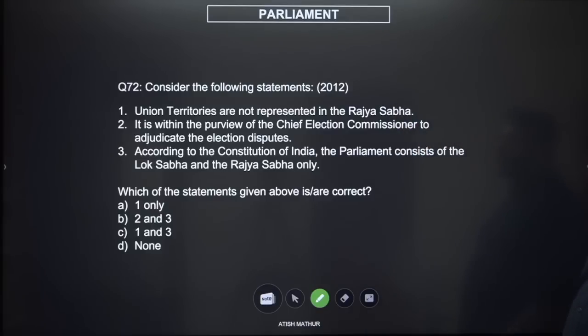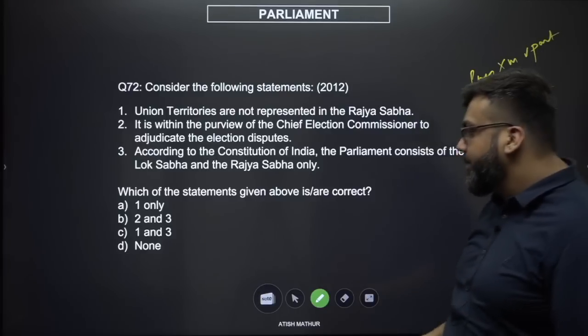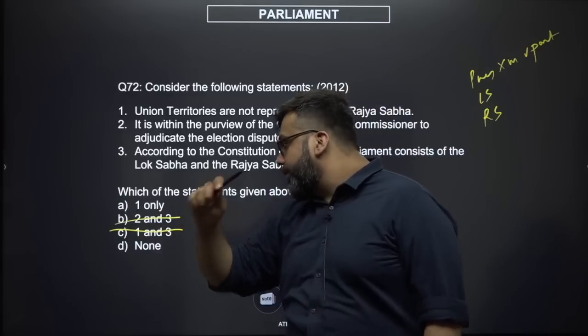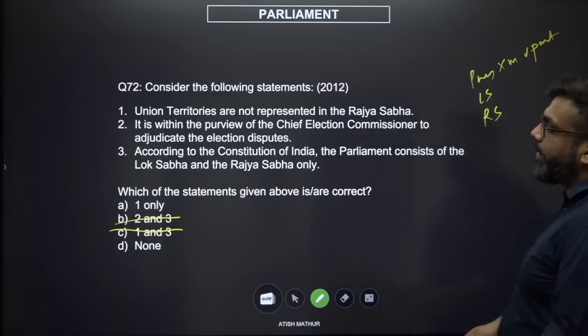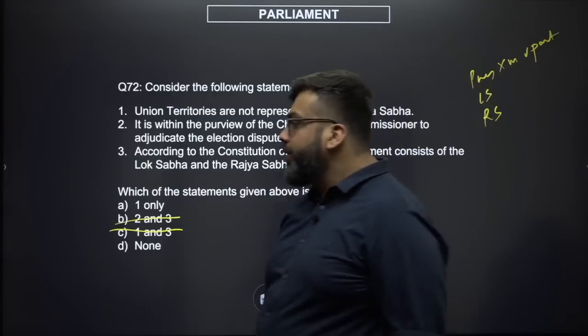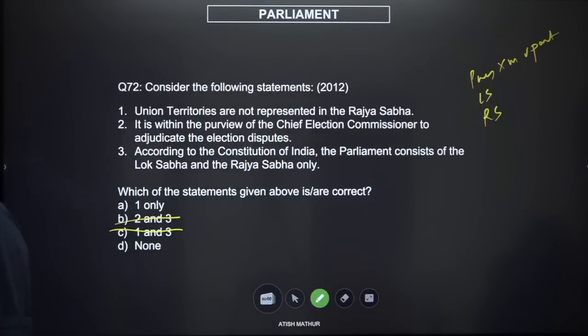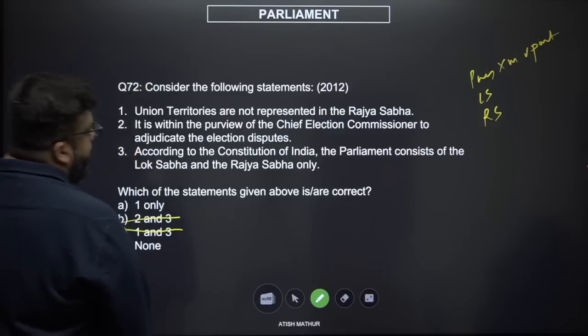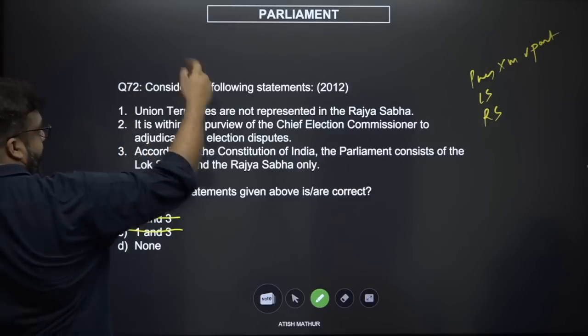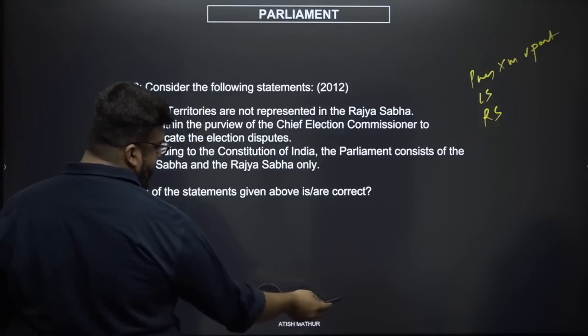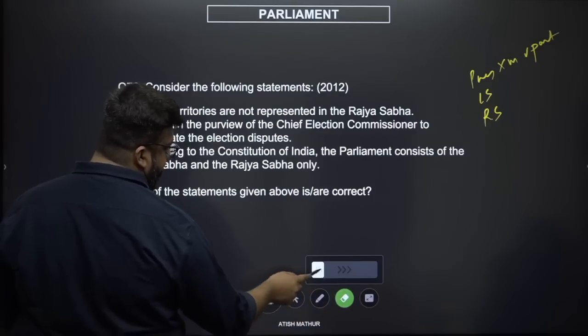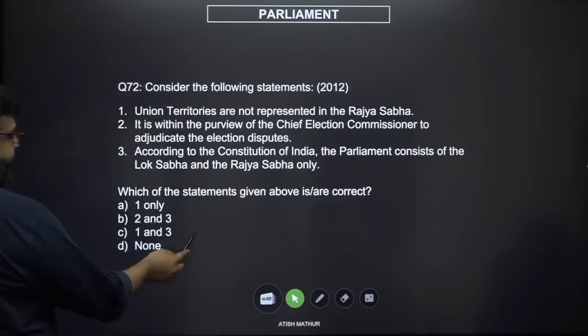Alright. What do we know for sure? The Parliament consists of the President, the Lok Sabha and the Rajya Sabha. The President is not a member but a part because you perform certain legislative procedural functions. So any option which has 3 in it automatically gets eliminated. So either 1 is correct or none of them are correct. So union territories are not represented in the Rajya Sabha. Are all union territories not represented? No. Union territories with legislative assemblies are. For example, Delhi has 1 Rajya Sabha seat. So Delhi is represented. Delhi is a union territory with a legislative assembly. The answer should be D, none.